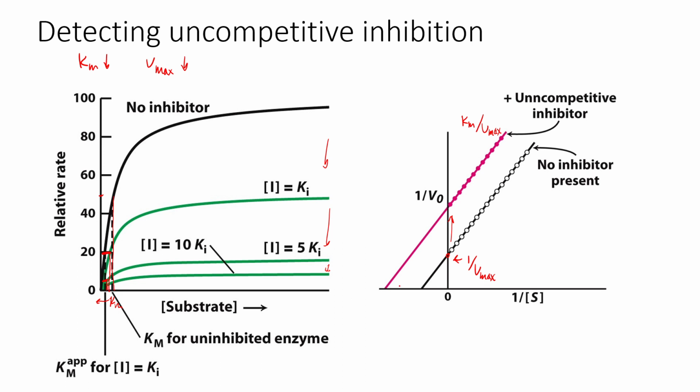And then finally, we have our x-intercept, right? And so our x-intercept is negative 1 over Km. And so we talked about how our Km is decreasing. And so we're going to show this as a shift to the left. It's our negative 1 over Km.